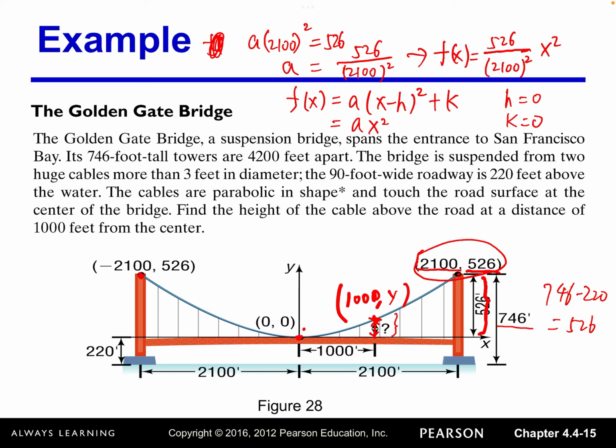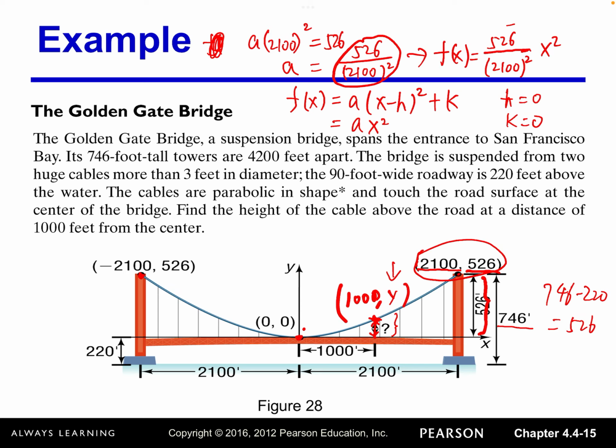So you may wonder why we don't find the a value here. You can if you want to, okay? But since our goal is to evaluate when x equals 1,000, what is the corresponding y? That's why, what number this coefficient equals specifically, we really don't care. Our goal is trying to find the y coordinate of this point, right? When x equals 1,000, what is the corresponding y? So now we replace x by 1,000, right?